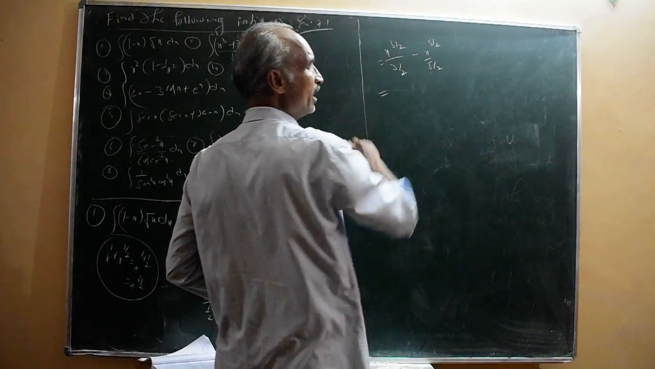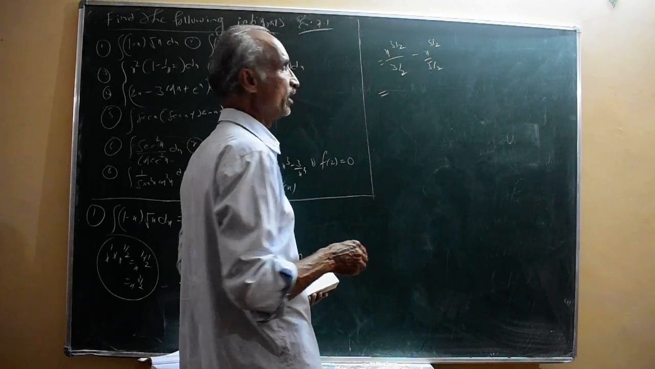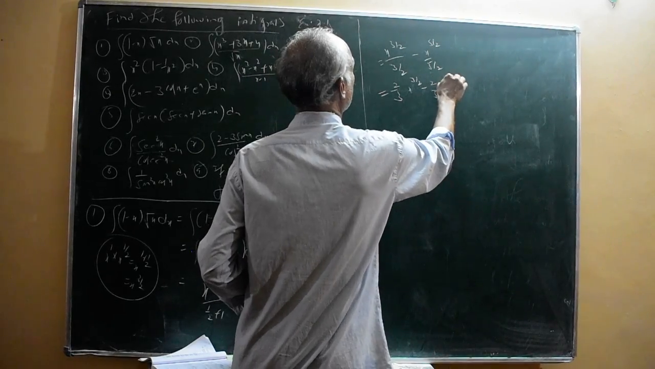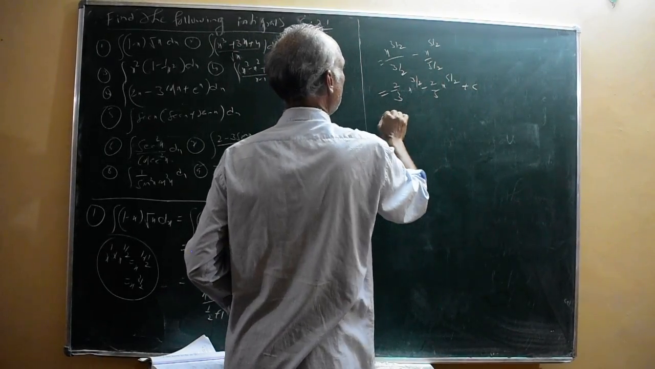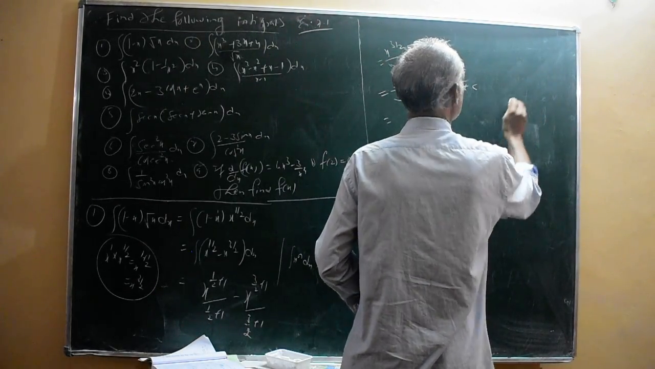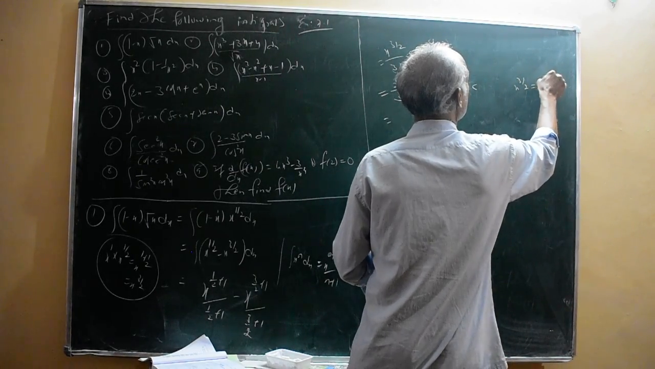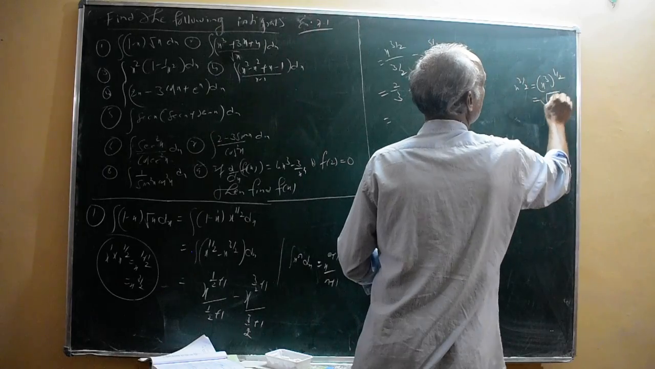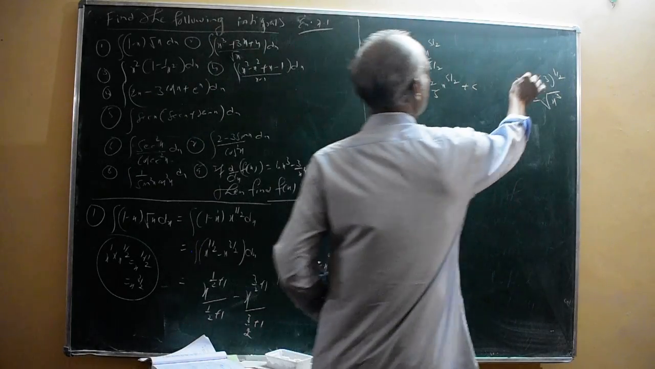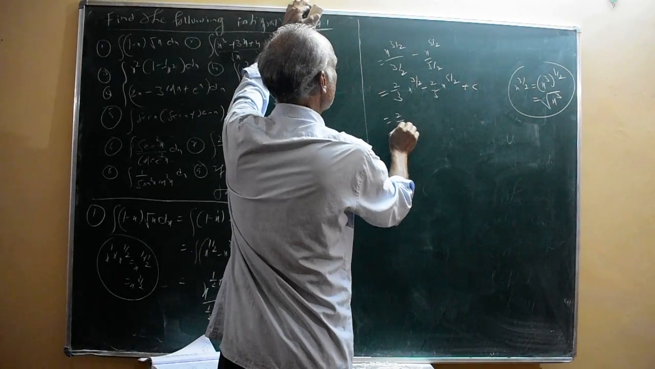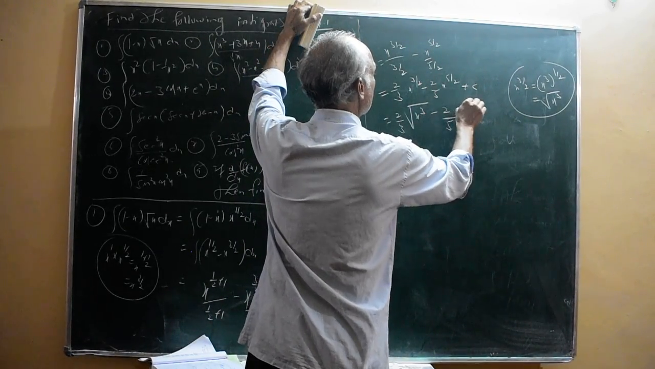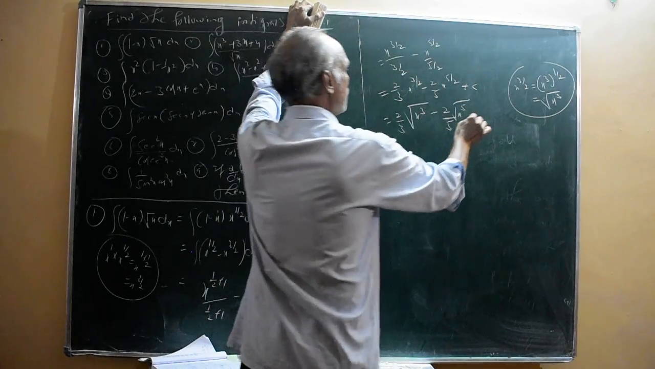So for 3 by 2, a by b upon c by d is a by b into d by c. Therefore, 2 by 3 into x raised to 3 by 2 minus 2 by 5 into x raised to 5 by 2 plus c. x raised to 3 by 2 can be written as x raised to 3 whole raised to half, that is the square root of x raised to 3. Raised to half means square root. So it is 2 by 3 into square root of x raised to 3 minus 2 by 5 into square root of x raised to 5 plus c.